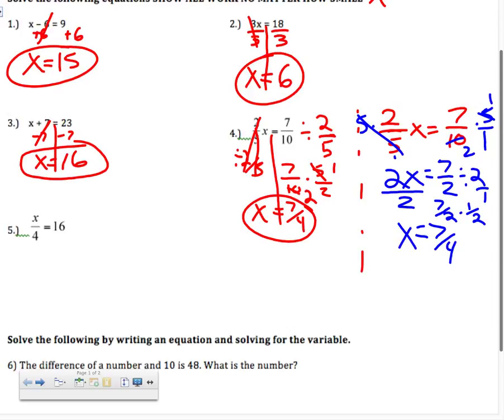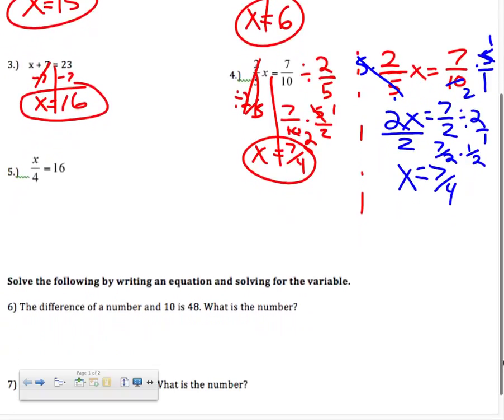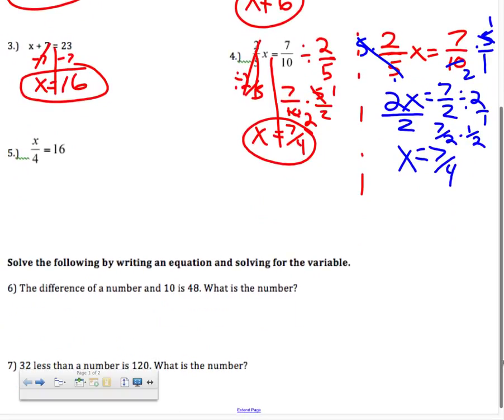Number 5 is a division equation. We have x divided by 4, so it looks like a fraction, x over 4, but as I said last time, fractions are essentially division as well. So when you see x divided by 4, or when you see x over 4, think x divided by 4. So I'm going to times by 4 to get rid of that. Times by 4, I get x equals 64.